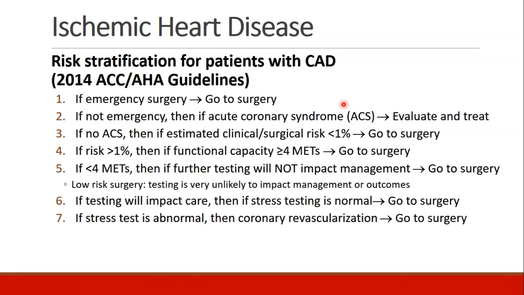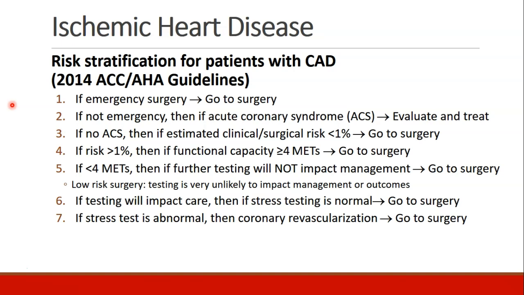This is a summary of the latest guidelines by the American College of Cardiology, American Heart Association, for patients with coronary artery disease. And I'm going to walk through them quickly. The first question is if it's emergency surgery, because if it is, you go to surgery. If it's not an emergency, then we ask, is the patient having an acute coronary syndrome or some other very high-risk coronary event? If that's true, they should probably go have it evaluated and treated.